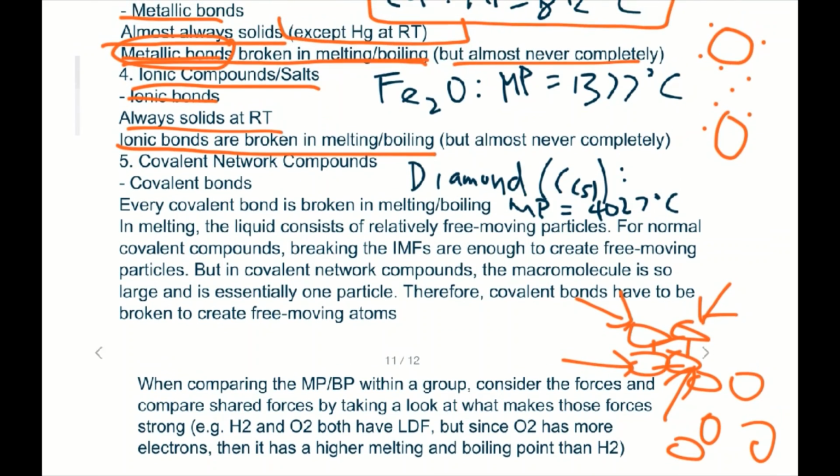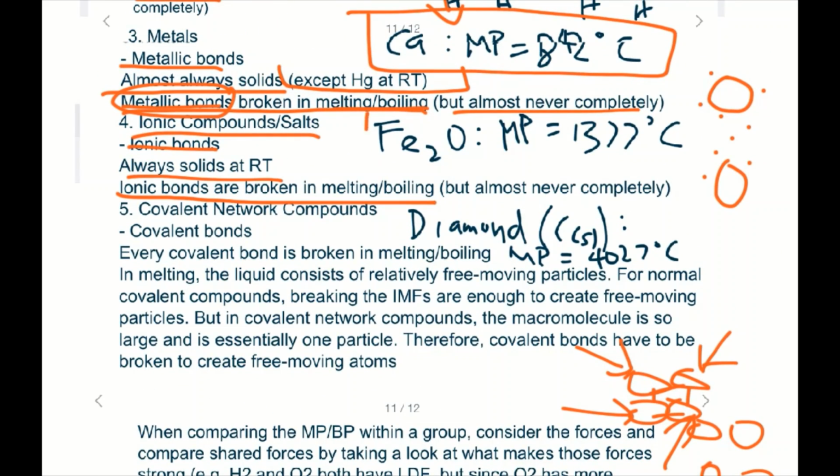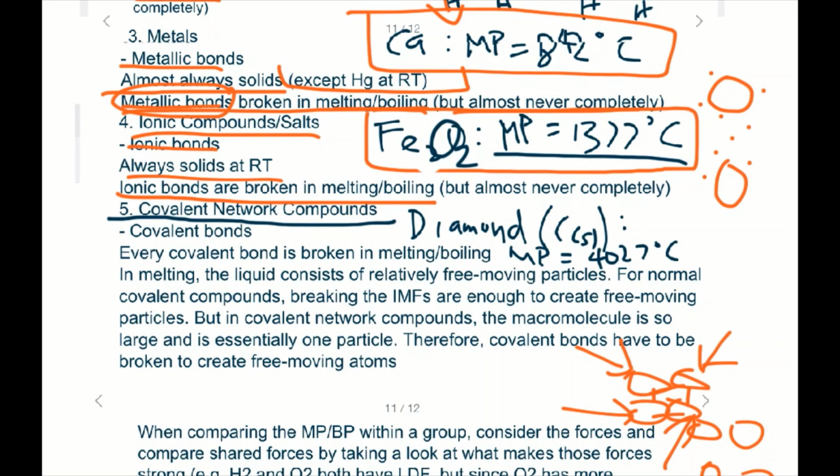Now let's take a look at the melting point of a salt such as, well, actually, let me correct the formula. It's not supposed to be Fe2O, it's supposed to be FeO2. So iron(IV) oxide has a melting point of 1,377 degrees Celsius. So that's quite a high temperature. Now let's take a look at the champion of melting and boiling point.